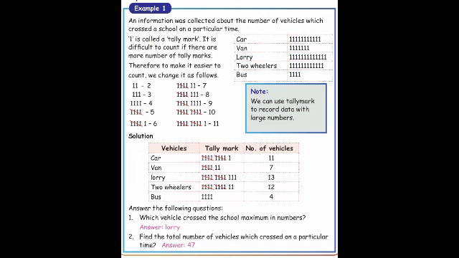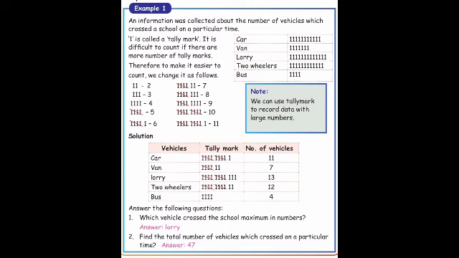Yes. Now we have the questions below that. The first question is, which vehicle crossed the school maximum in number? What is meant by maximum? Maximum means more number of times. The more number of times which vehicle is crossed. According to the tabular column, we know that lorry is crossed many times. Okay, the answer is lorry.